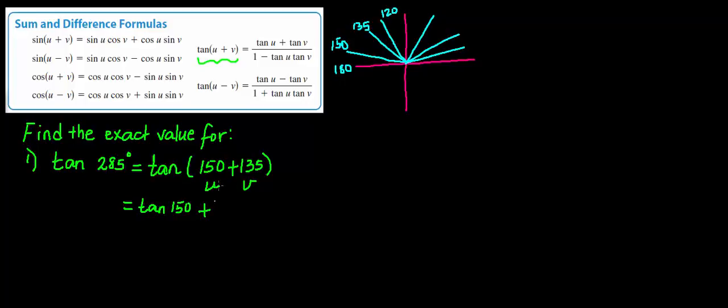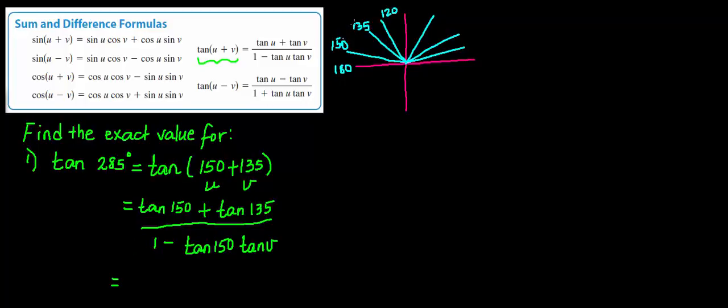plus tangent of v, that means tangent of 135, everything divided by 1 minus tangent u, which is the tangent of 150, times the tangent of v. Okay, and this expression looks a little bit complicated, but we'll get through it.